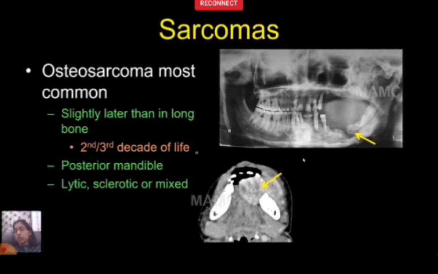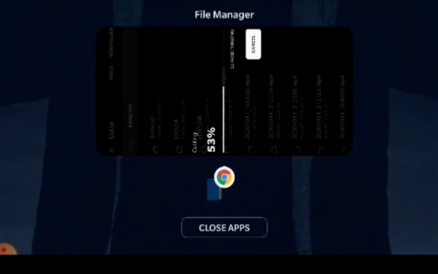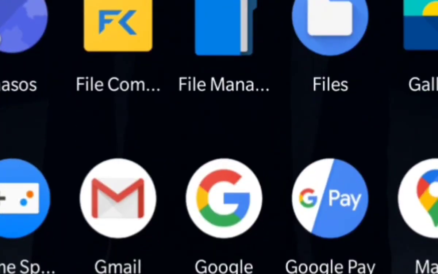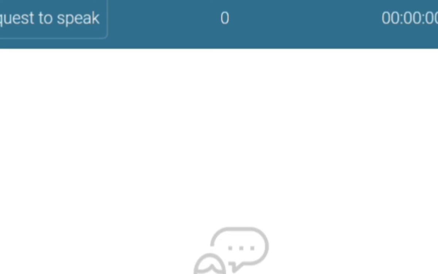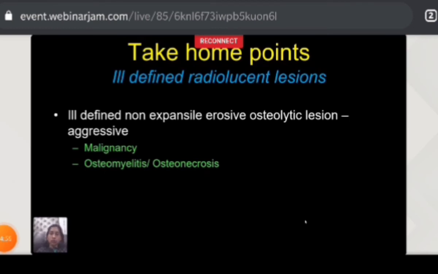Sarcomas are the other aggressive lesions of the jaw, which can present as ill-defined lesions with bone destruction. They could be entirely lytic or... osteomyelitis, think of osteonecrosis, and sometimes the originally well-defined cystic lesions, the benign cysts, can get superinfected to give a picture like this, but that's not as common.